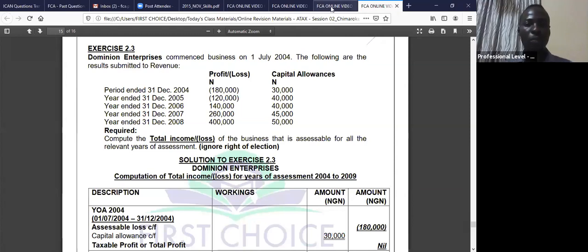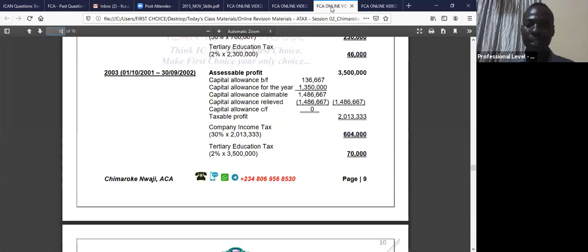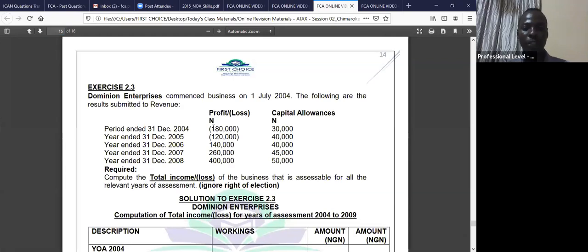So I'll go to page 15 and get the question down. Okay, now look at this period. Now there is a loss here, there is a loss here, and there is profit, profit, profit. Now this thing I'm going to show you normally happens during commencement rule and sometimes change of accounting date. Now, this is period ended December 31st, 2004. When we say period, it means less than 12 or more than 12 months.